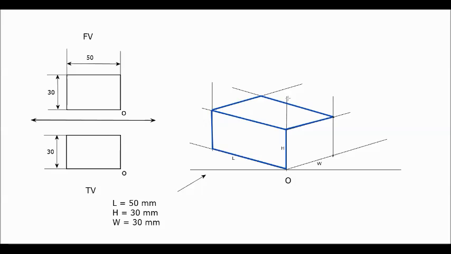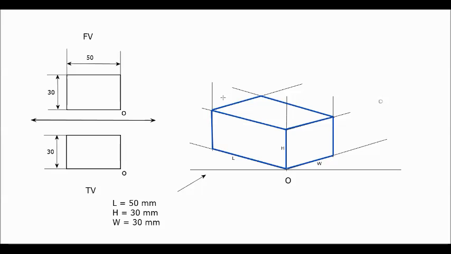Now you have to imagine what the side view will be. As this is a simple object, a simple rectangular block, you can easily imagine the side view, and we can complete that side view. So this is your given object.